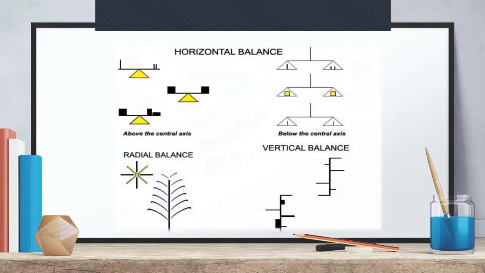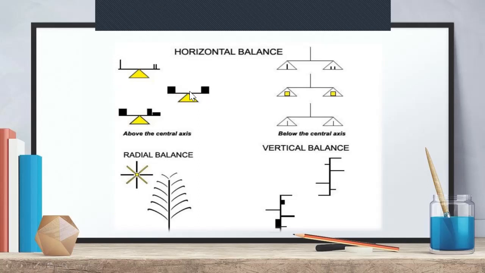Okay, so balance has horizontal, radial, and vertical balance. If you can see the difference, it says above the central axis. So this one here is the axis. The central axis is at the center. If you differentiate the two objects on top of the central axis, there are two small objects, and on the left side there is one, but looking at them, they are still in equilibrium. Now on the other side, it has two of the same shapes.